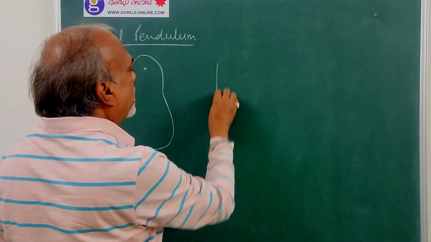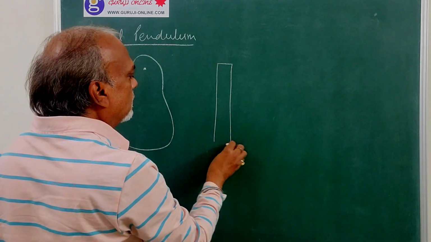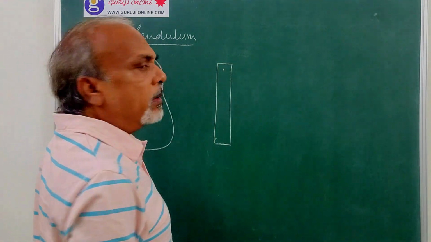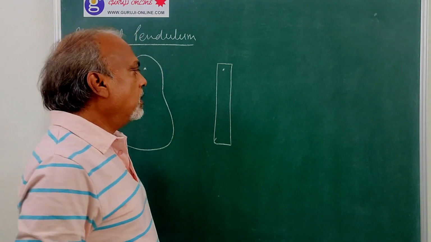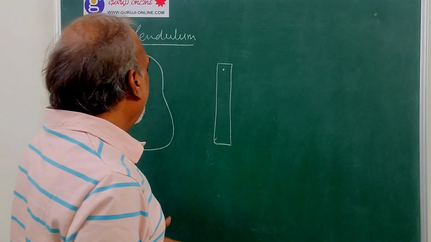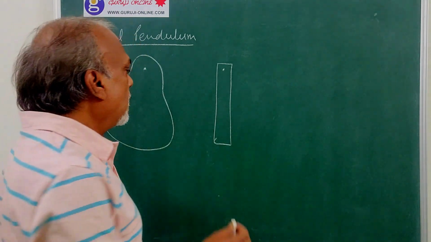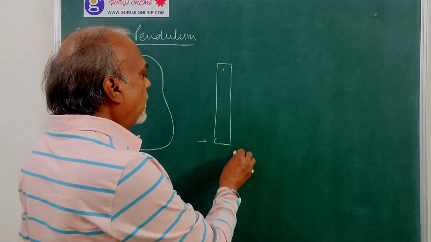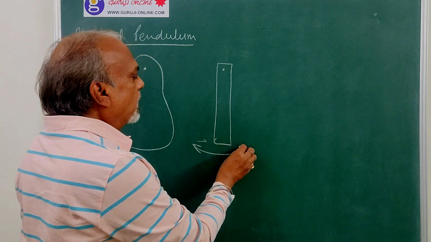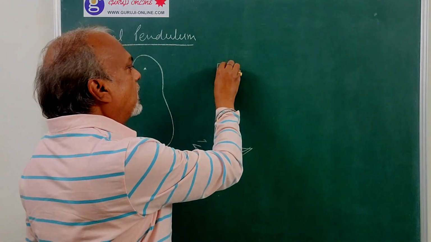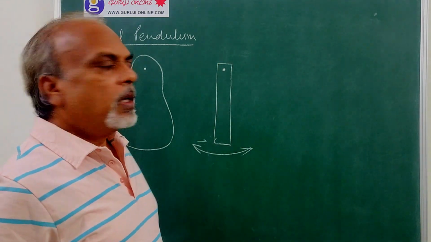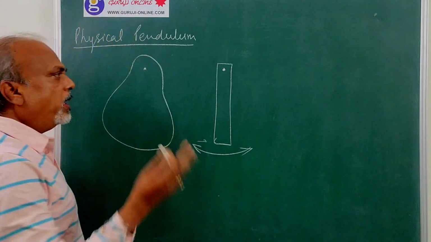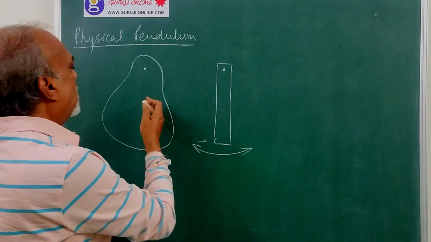Anything. If you have a scale, make a hole and suspend it. This is a physical pendulum. Because if you push it, what will happen? If you push it and leave it, then this will start to and fro motion like this along this axis where you have suspended it. So in this, any rigid body can be called a physical pendulum.